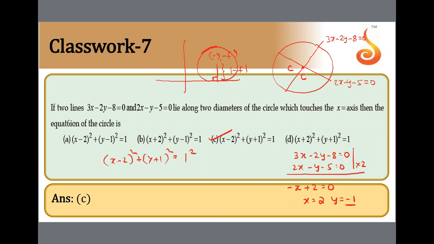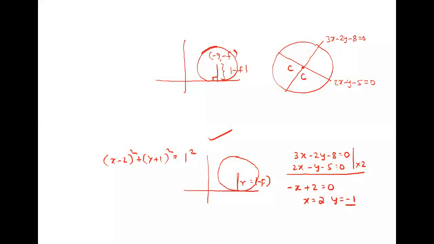Whenever it touches the x-axis, it means the y coordinate of the center is equal to the radius. When it touches the y-axis, it means the radius is equal to the x coordinate of the center. Touching x-axis, this will be the radius. What is this height? This height is nothing but mod of minus f. That's why I'm repeating the concept. This is a circle.